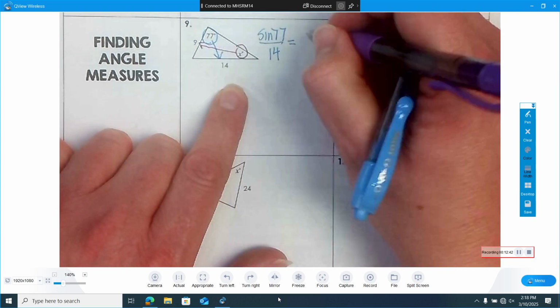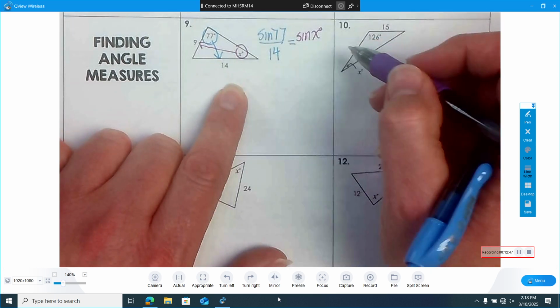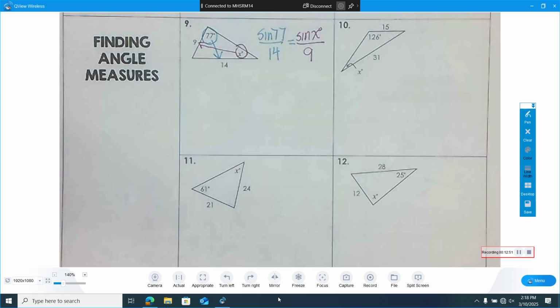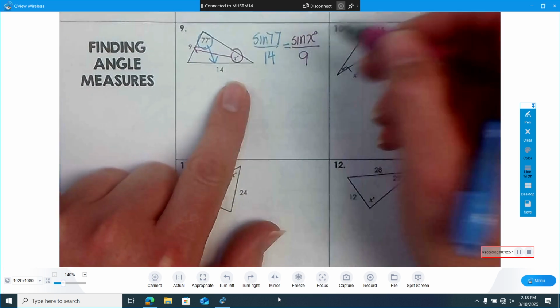Sine of x, sine of an angle x. Again, it has to have an angle with it. Sine of the angle over 9. Same as before. Cross multiply.